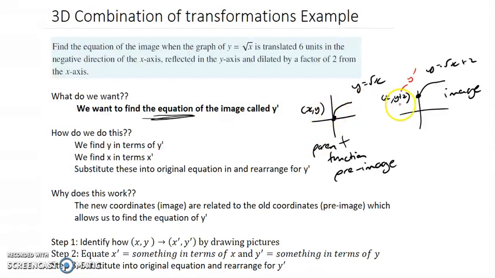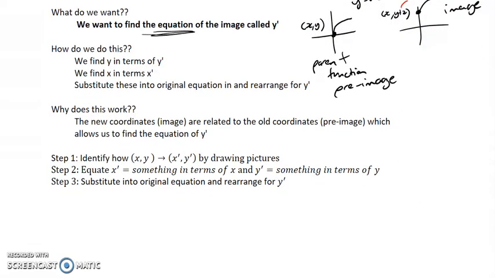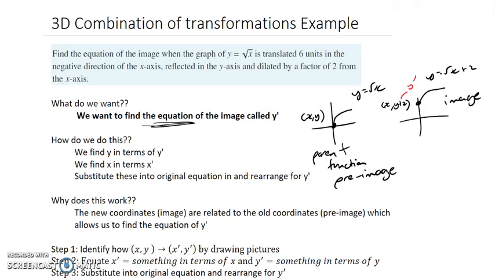Okay, every single y value has gone up by 2 in the small example here. All right, so the first thing we need to do is just identify how the old coordinates have been transformed to the new coordinates. We call the image of x x dash and the image of y y dash. Then we equate x dash to something in terms of x, and y dash to something in terms of y. Then we substitute into the original equation and solve for y dash, which is the equation of the image. Okay, so first we have to get our head around what's happening.